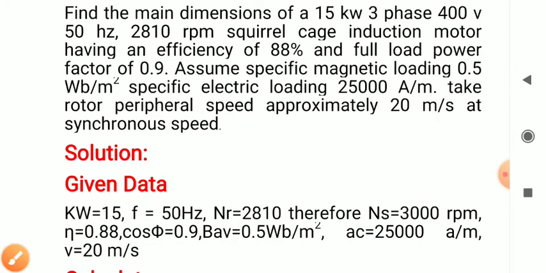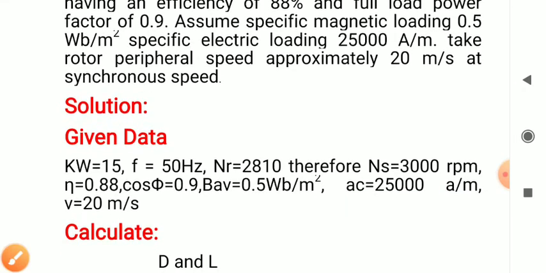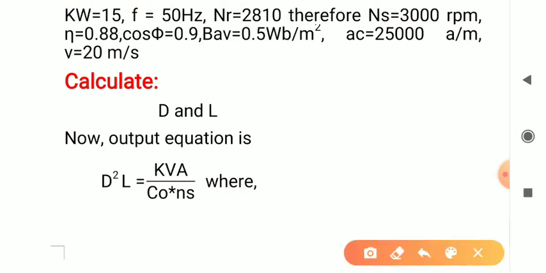In this example it is asked to calculate the main dimensions. As we know, the main dimensions are nothing but the D and L, so we need to calculate D and L in this example. But this D and L we need to calculate at a given peripheral speed, that is 20 meter per second. Now how to calculate this D and L? This D and L is calculated by using the output equation.